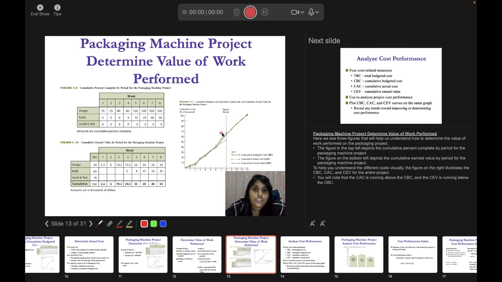If your actual cost is higher than your budgeted cost, then it means that you are exceeding your earned value. Your earned value is also going to be higher.